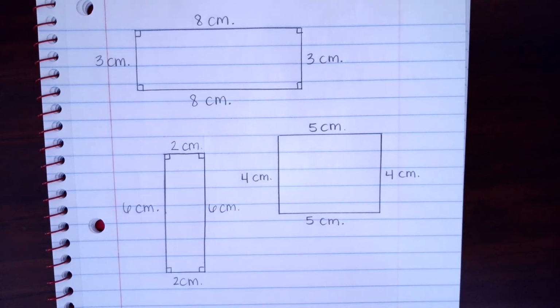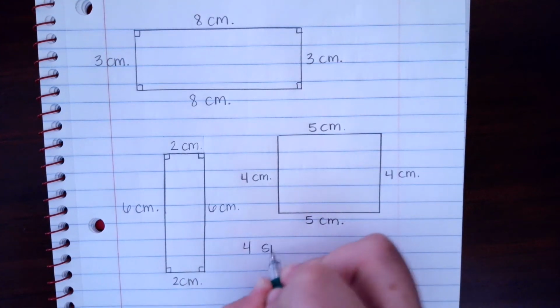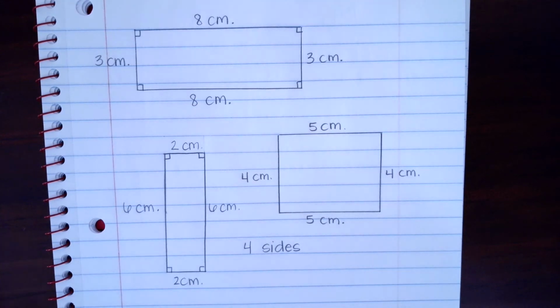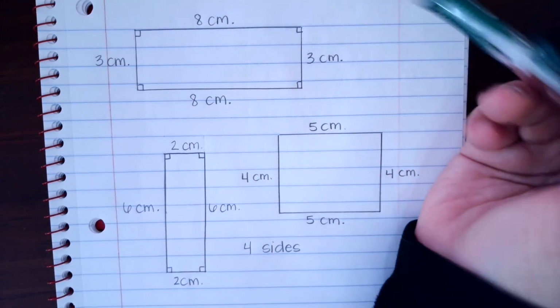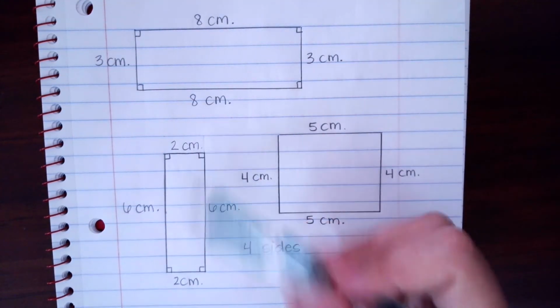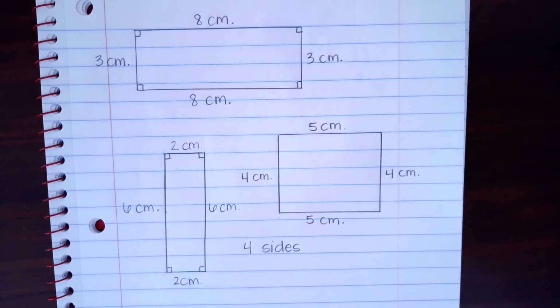Now, if you notice, each of these rectangles has 4 sides, right? So that is one thing that a rectangle must have, is 4 sides. Now, if you look at the sides, they're not all the same, right? So it doesn't need 4 equal sides, but I want you to look at the sides. I have 8 and 8, 3 and 3, 2 and 2, 6 and 6, 5 and 5, and 4 and 4. So, how would you describe these sides?